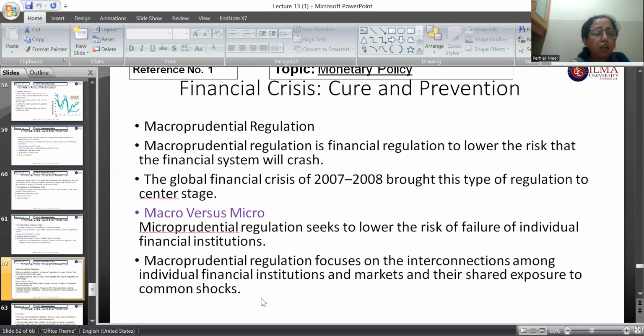Macroprudential regulations. Macroprudential regulation is financial regulation to lower the risk that the financial system will crash. The global financial crisis of 2008 brought this type of regulation to center stage. Macro versus micro. Microprudential regulation seeks to lower the risk of failure of individual financial institutions. Macroprudential regulation focuses on the interconnections among individual financial institutions and markets and their shared exposure to common shocks.